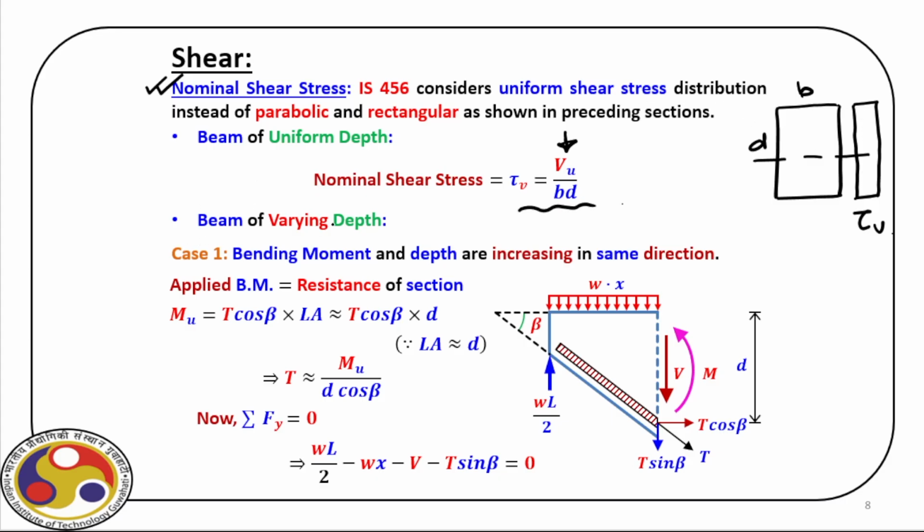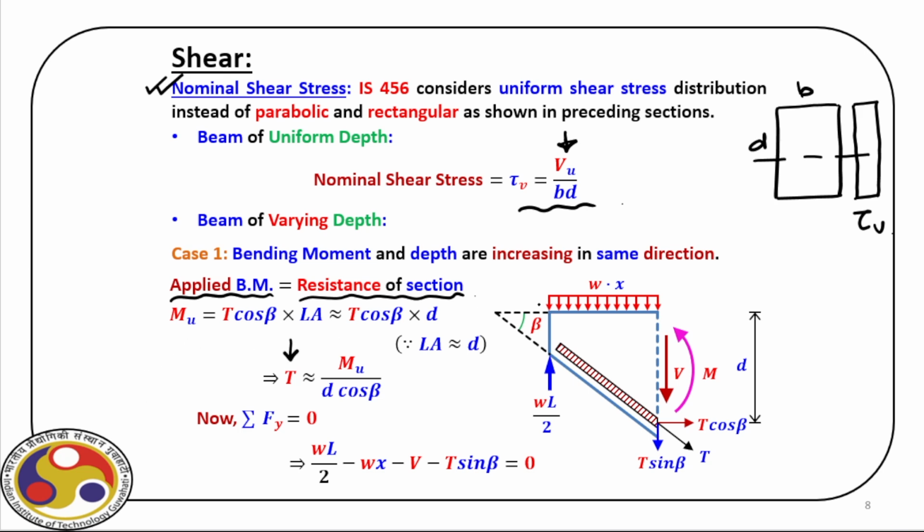Now, in case of a beam with varying depth, how do we evaluate that? Let us consider this cross section as you can see here. In this case, bending moment and depth are increasing in the same direction. So, as we go this way, both of them are increasing. In that case, we first find out the applied bending moment and then the resistance of the section. And if we balance these two, we actually get the amount of tension.